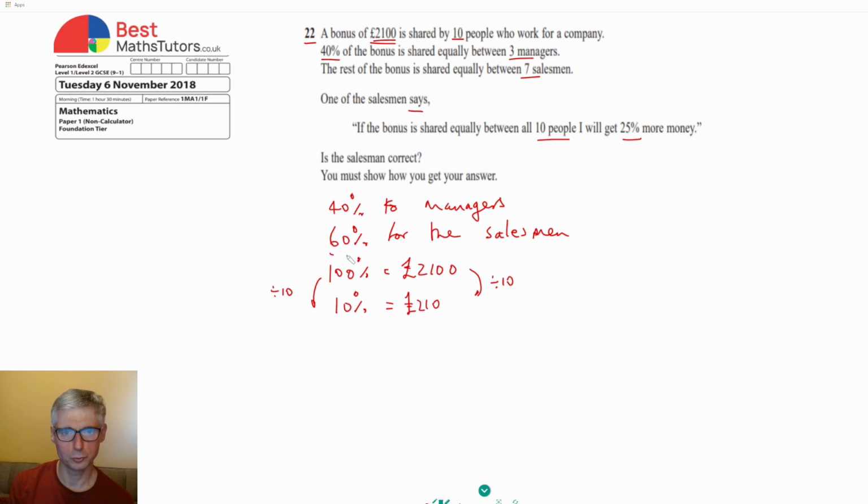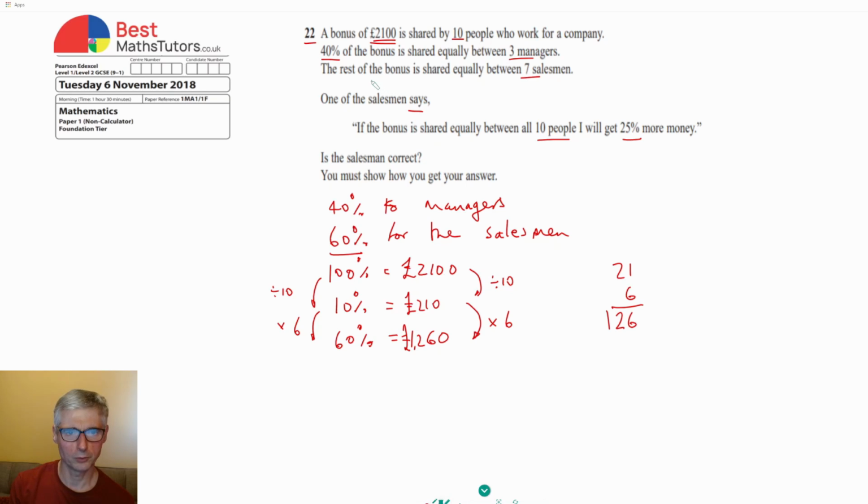Now we need to find out what 60% is, which is what the salesmen are getting. So we're going to times by 6 to get 60%, and we've got to also times this side by 6. Let's do 21 times 6 first of all without the 0, just to make life easy. 6 times 1 is 6, 6 times 2 is 12, so 2 carry 1. Because we were multiplying 210, that would be 1,260. So we can see 60% is 1,260.